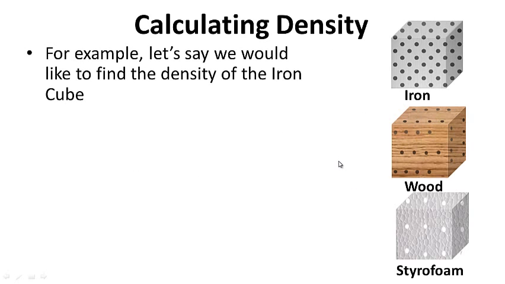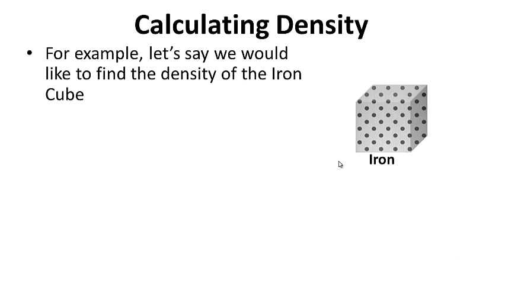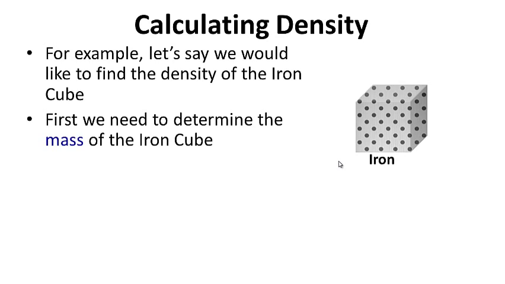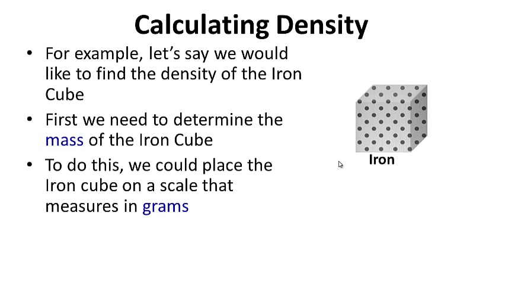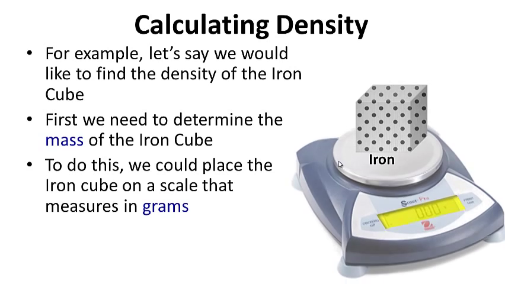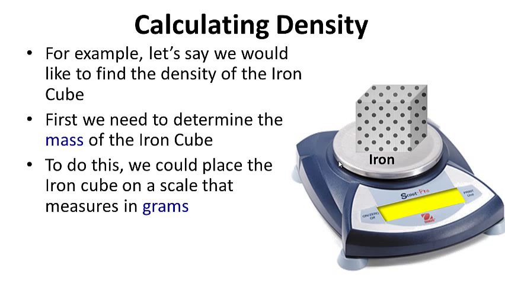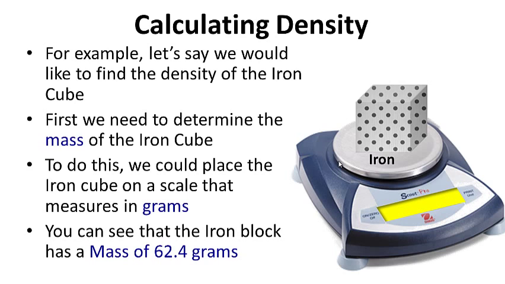For example, let's say we would like to find the density of the iron cube. First we need to determine the mass of the iron cube. To do this, we could place the iron cube on a scale that measures in grams. Notice the mass here is equal to 62.4 grams. So the iron cube has a mass of 62.4 grams.